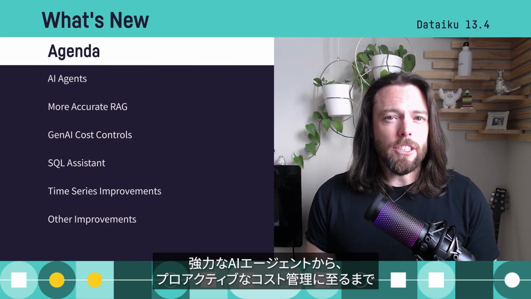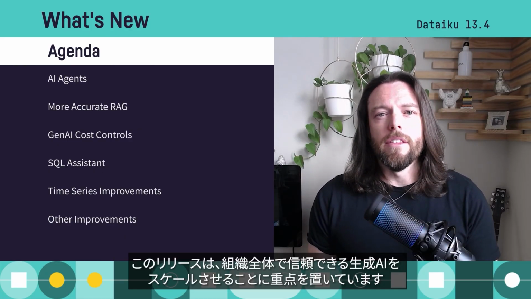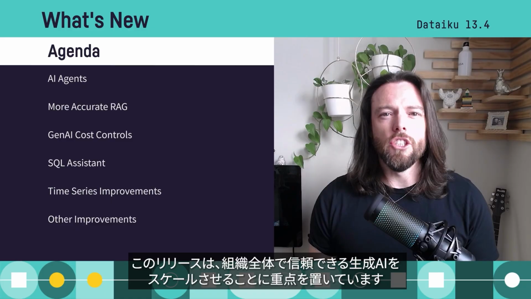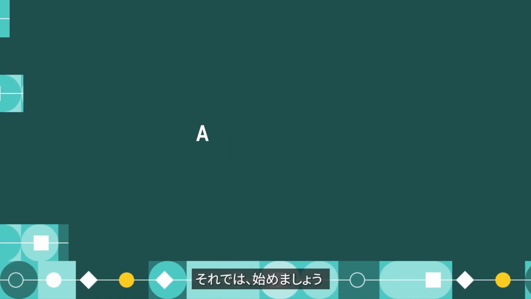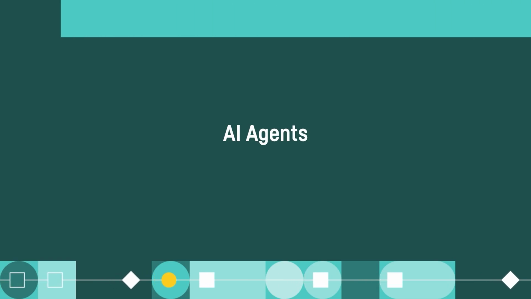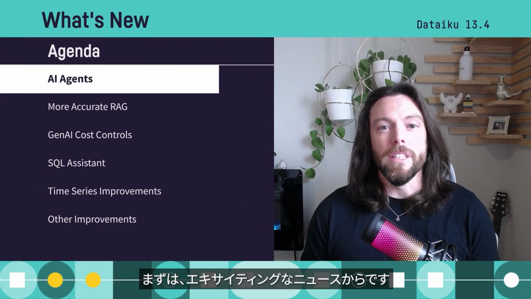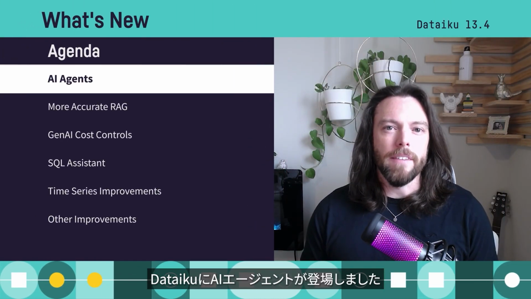From powerful AI agents to proactive cost controls, this release is all about scaling trusted Gen AI across the organization. Let's dive in. Let's kick things off with something really exciting. AI agents have arrived in Dataiku.